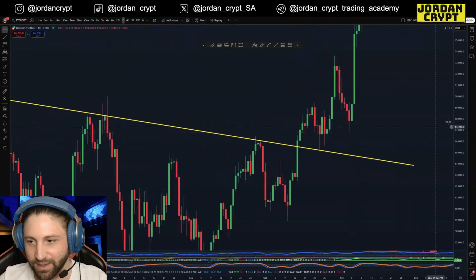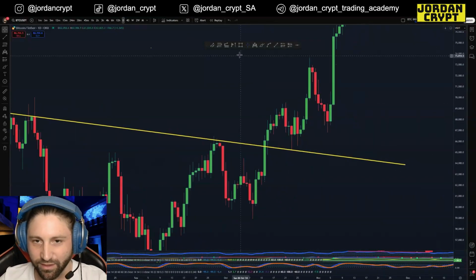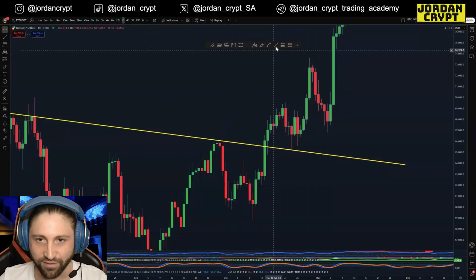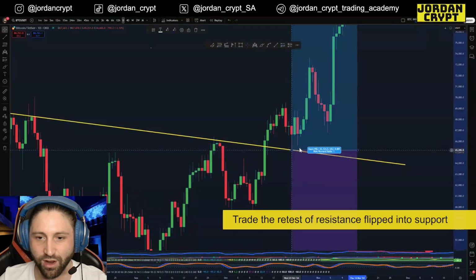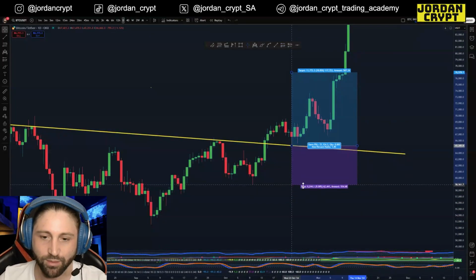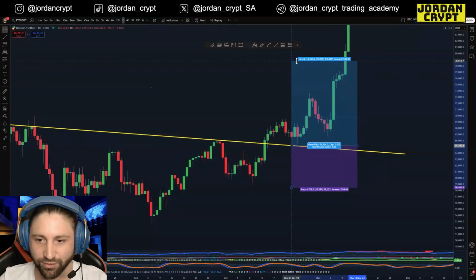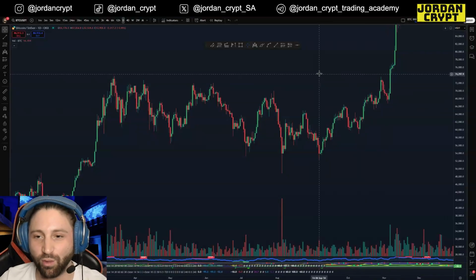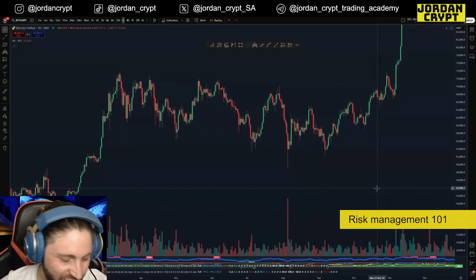Here we can see the absolute OG way to trade this and to be very safe would of course be to trade the retest of the flip of resistance into support from that trend line. Really, really nice. And always bring your stop loss down below the previous swing low. Always make sure you have a risk to reward ratio of 1-to-2. Very important, of course, at all times to understand when trading any strategy is risk management.